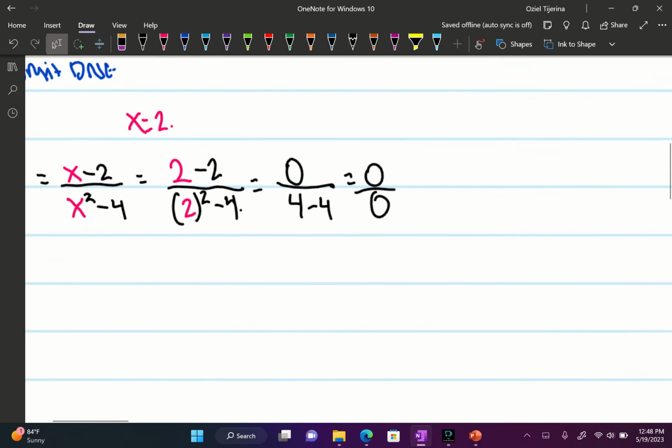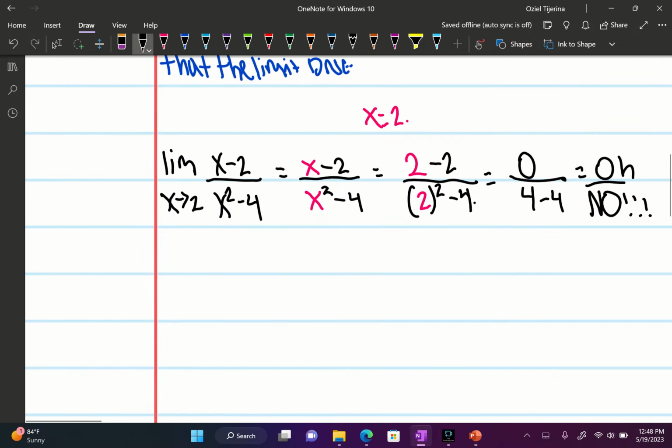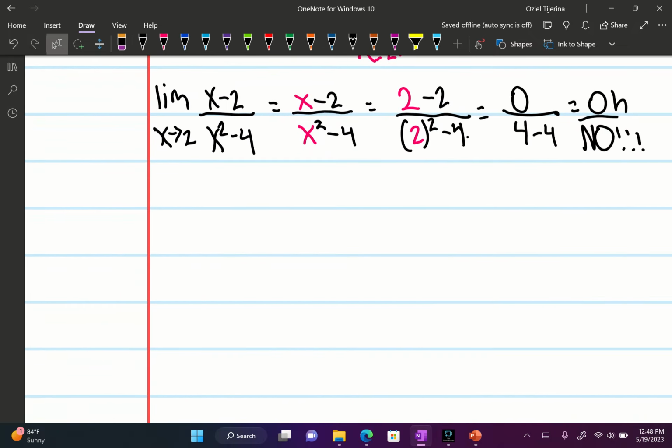So like I said, and this is something that I learned in school, when we have a 0/0, the way that you can remember that this is indeterminate is by saying, oh no, right? Meaning that we can't have this as a limit. This is not our answer. So what do we do exactly, right?